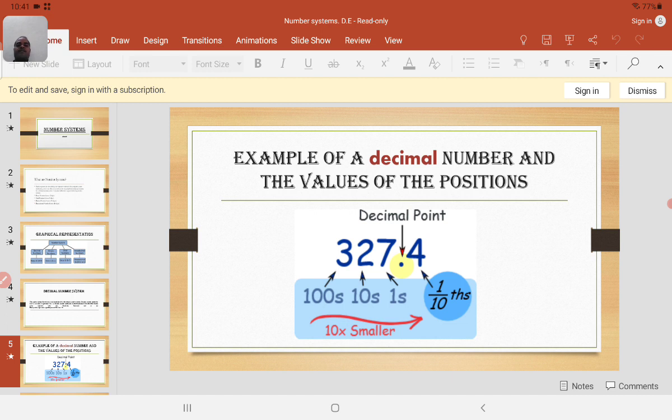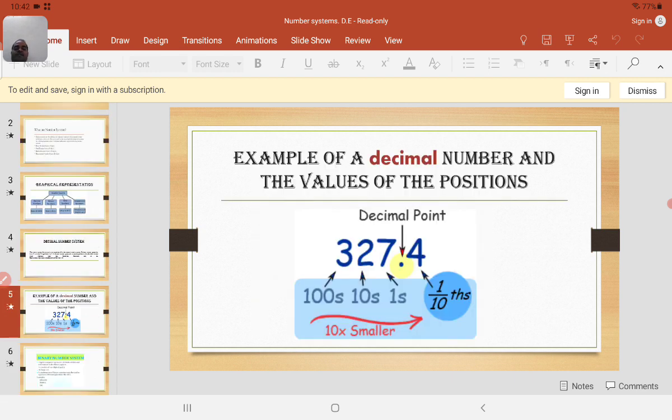So here this is the decimal number system. All of these are positional number systems. Here the decimal point is present in 327.4. Before the decimal point we have the ones, tens and hundreds, whereas after the decimal point the positional values are 1 by 10, 1 by 100, 1 by 1000 and so on. So going from left to right, the values get smaller by a factor of 10.